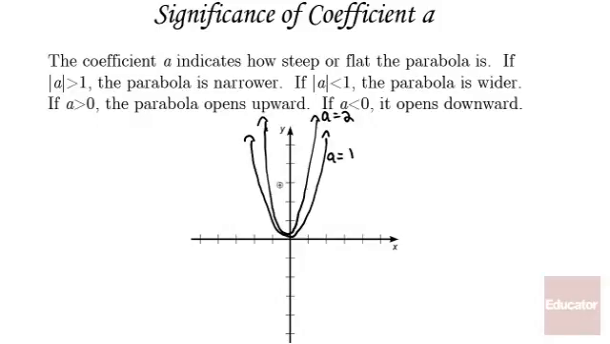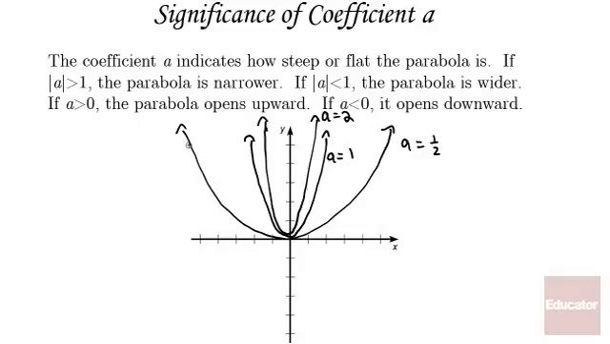Now, if you have an absolute value of a that is less than 1, that is a fraction, the parabola is going to be wider. So a equals 1/2 might look something like this. So for every change in x, the change in y is less dramatic. Okay, so the first thing that the absolute value of a tells us is how narrow or wide the parabola is. A larger number, it's going to be narrower. A smaller number, especially a fraction, is going to have a much flatter, wider parabola.